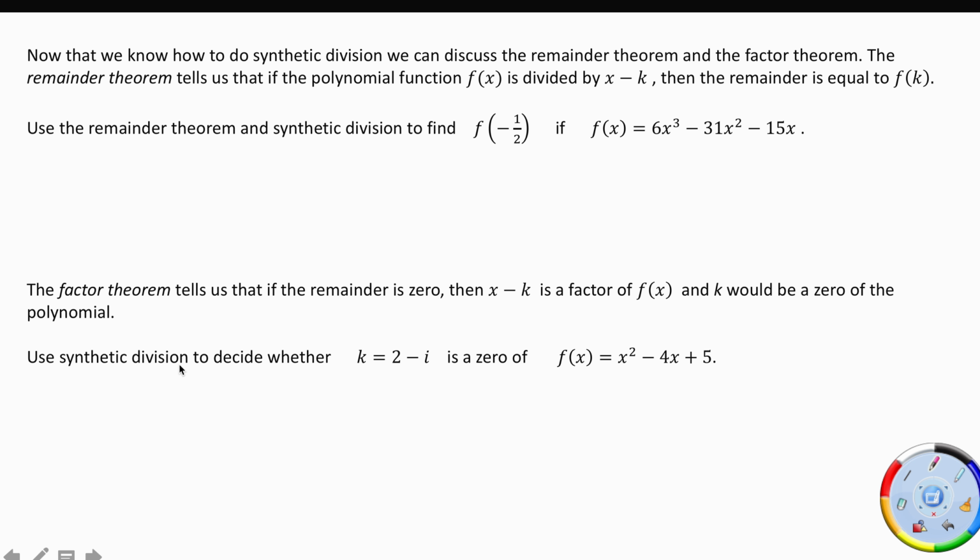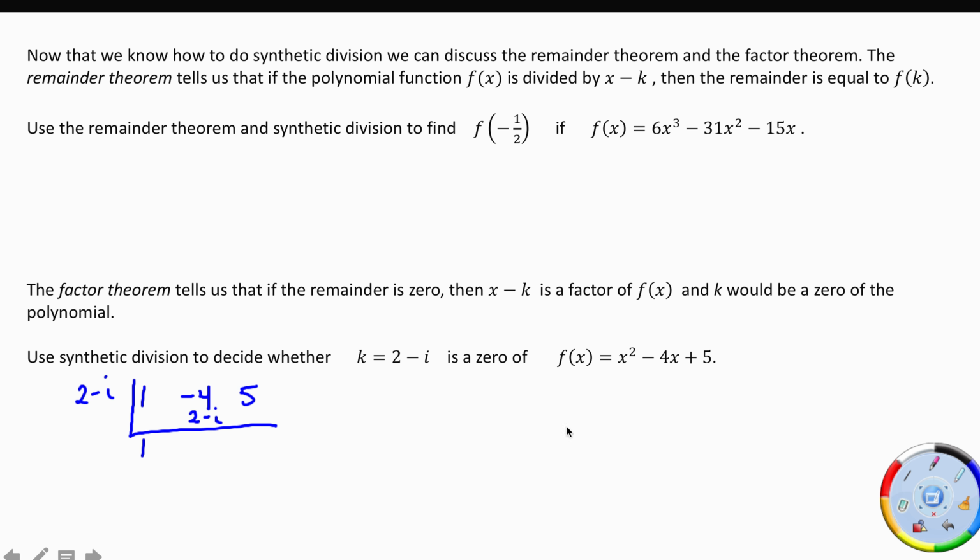So let's try to decide whether 2 minus i is a 0 or a factor of f of x. 2, 1, 0. So I don't have any missing terms this time. Okay, 1, negative 4, 5. Double check, 2, 1, 0. And I want to divide by 2 minus i. To get me started, I bring the first number down. Then I multiply. 2 minus i times 1 is 2 minus i.